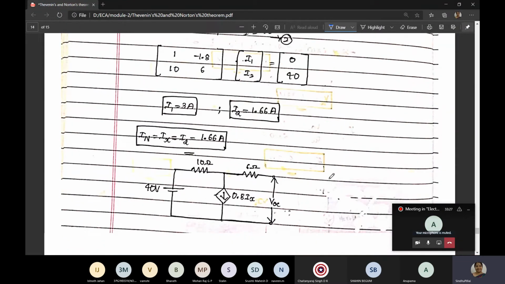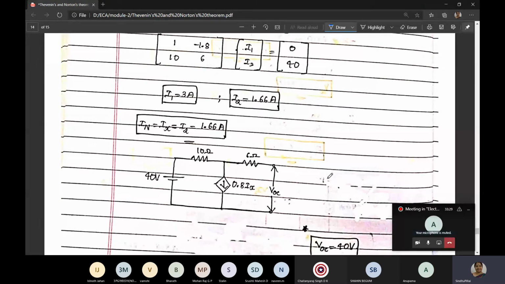Next, what we have to do? We have to find out the open circuit voltage also, because we have a dependent source here. Whenever it is opened here, we don't have the Ix branch now. Ix is 0 because it is open circuited. There is no current here. When it becomes 0, what will be the voltage here? The voltage here is whatever the 40 volts is. That voltage will appear here.